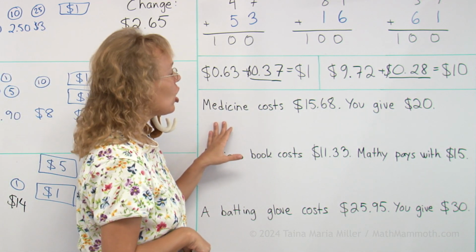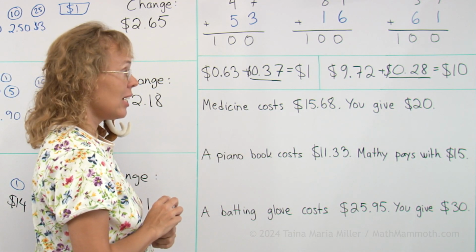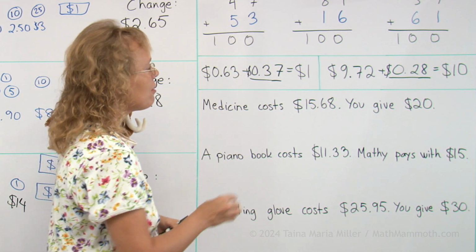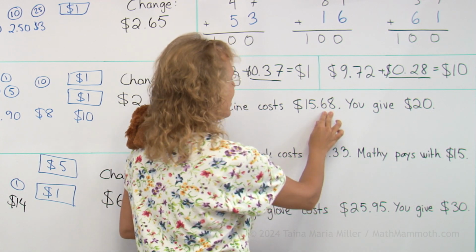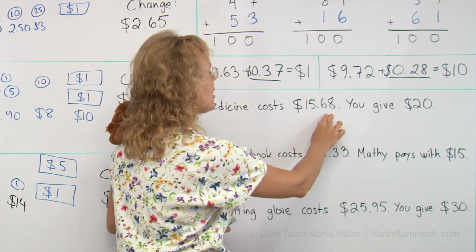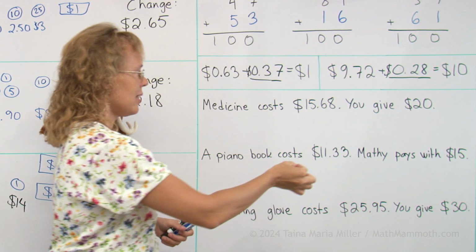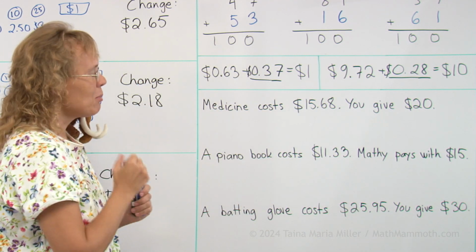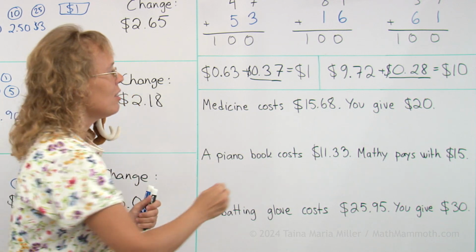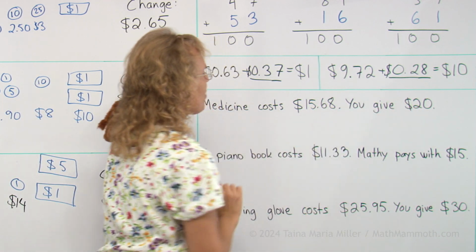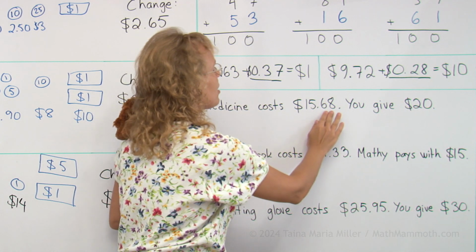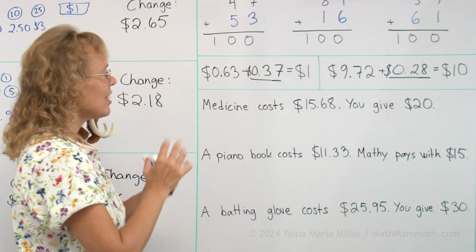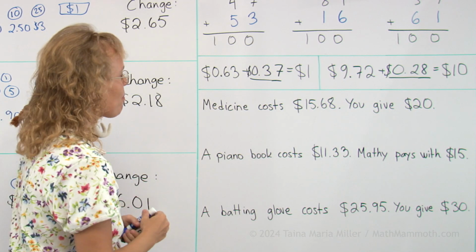Some medicine here costs $15.68, and you give $20. I can first think of this 68 cents. 68 cents plus how many cents would give me 100. Okay, I'm still thinking of counting up from this number till 20. But I will first count up from the 68 cents till the next whole dollar, till 100 cents. And then I just have the whole dollars to deal with.